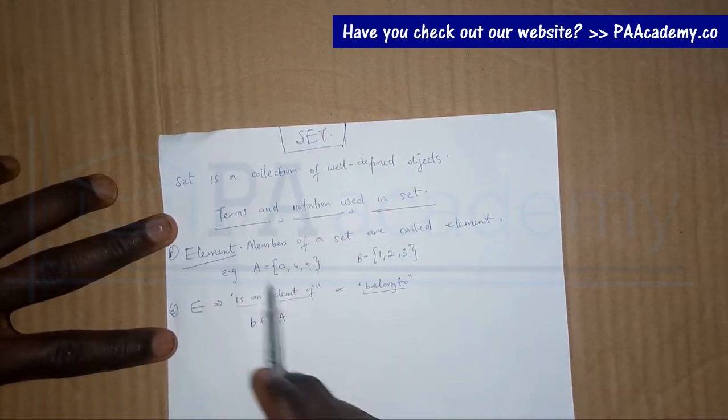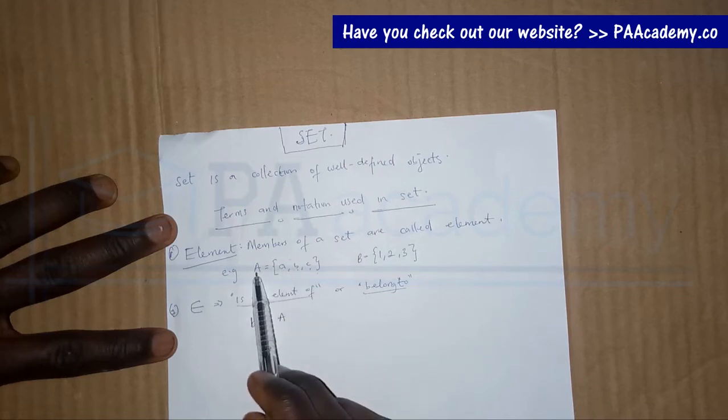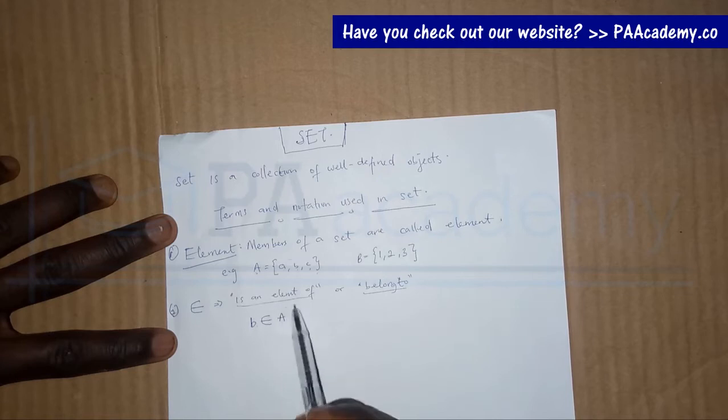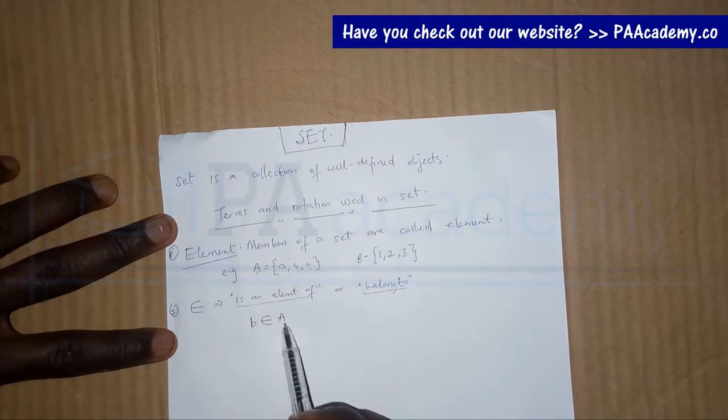Looking at this example, B is part of the elements of A, like I've just said. If you want to represent it using set notation, you just write B, then the notation, and then A. That means B is an element of A. I hope that is clear.